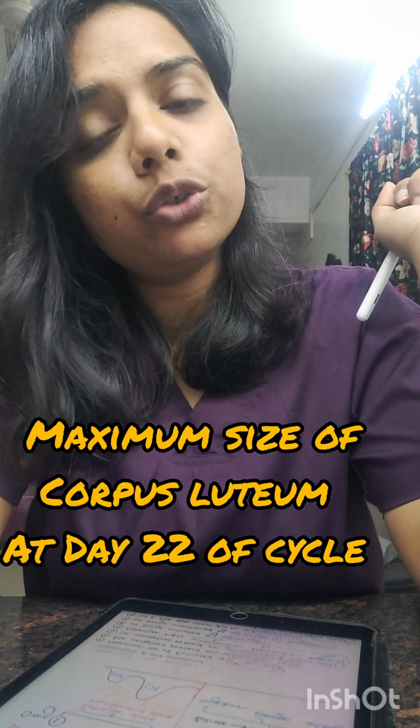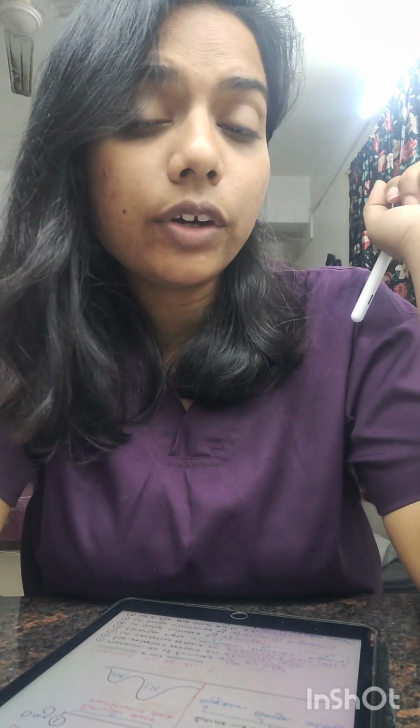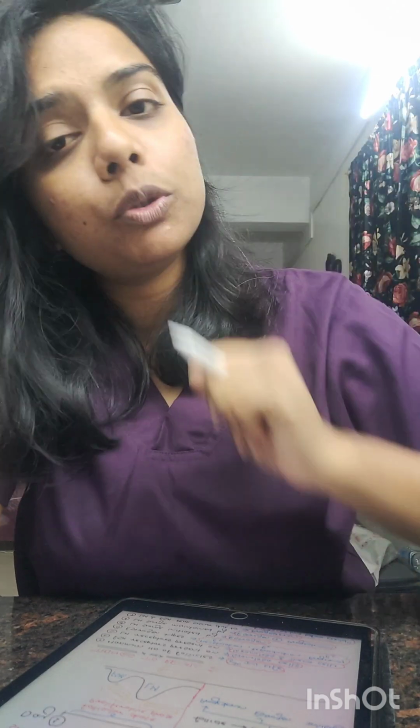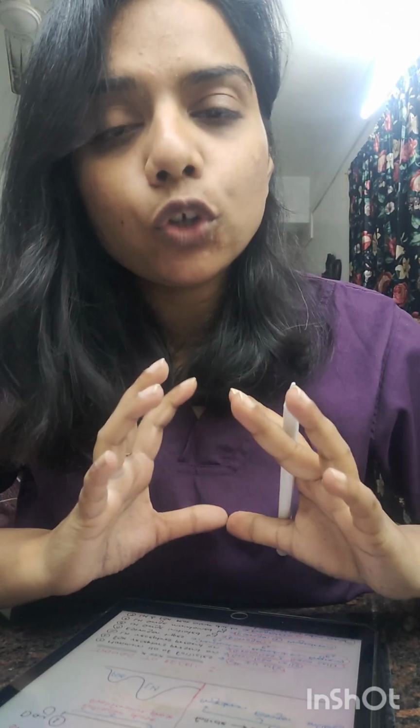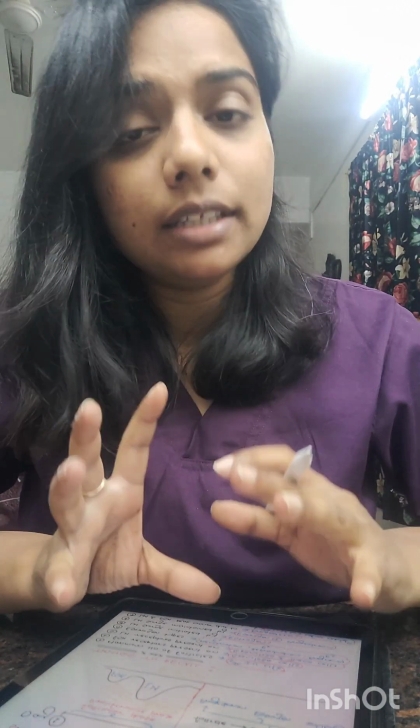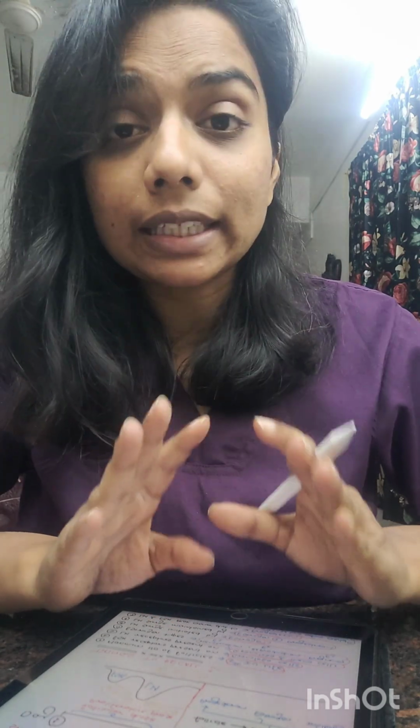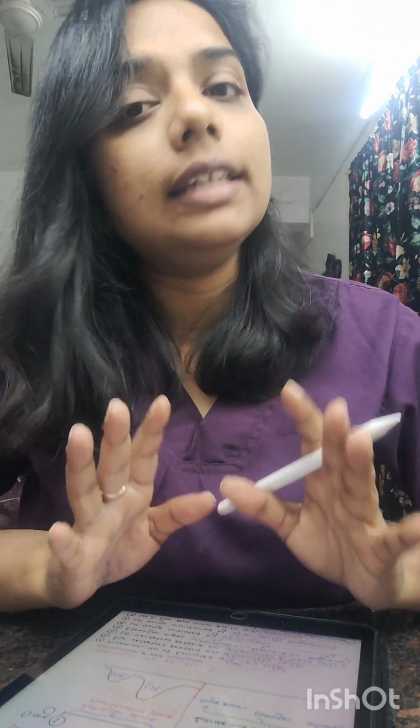Does that mean the progesterone is also in the maximum quantity at day 22 of the cycle? Because the progesterone is going to get secreted from the corpus luteum only, na? So if the size of the corpus luteum is maximum, that means the progesterone in the female body will be maximum on that day. So that day is day 22 of the cycle. Okay. So if you want to check whether the female is having ovulatory cycles or anovulatory cycles, what thing are you going to check?